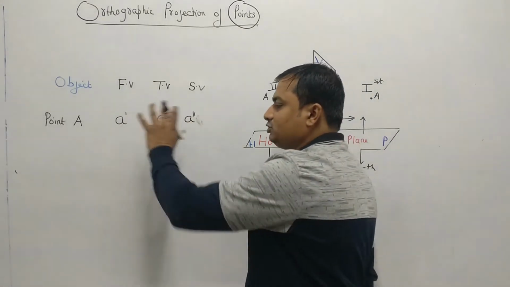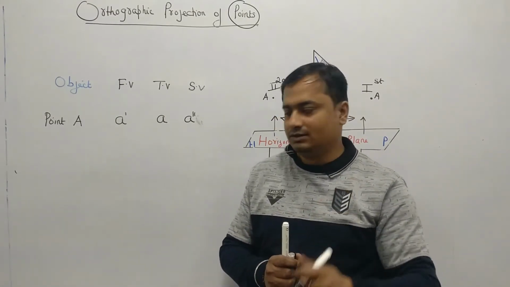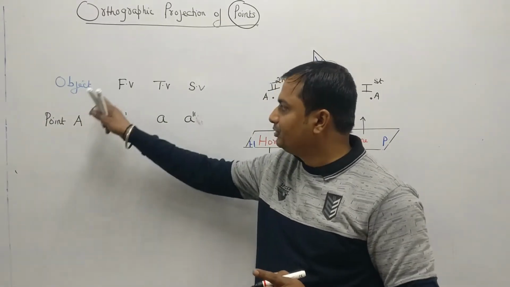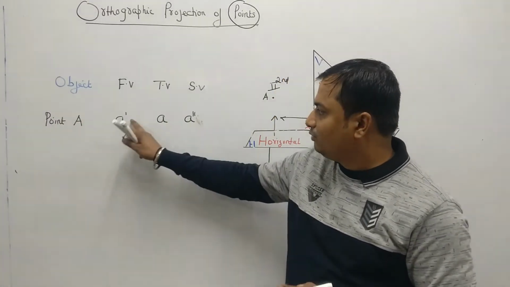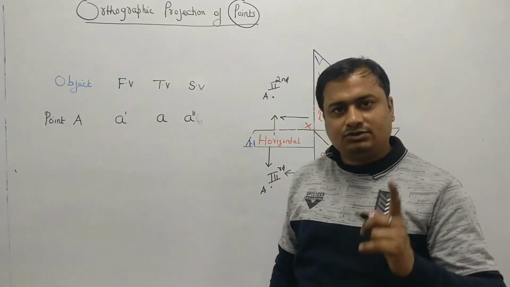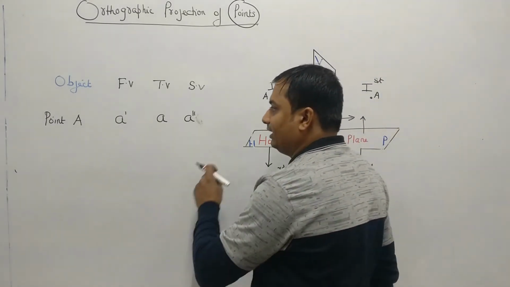So you have to use small letters for orthographic projection. You have to deal with the small letters, not the capital letters. Naming will be in the capital, projections will be in the small. If you are using a dash, that will be its front view. Without a dash, that will be its top view. Double dash, that will be its side view. So this is for a point.